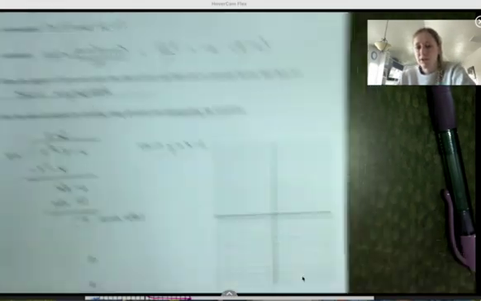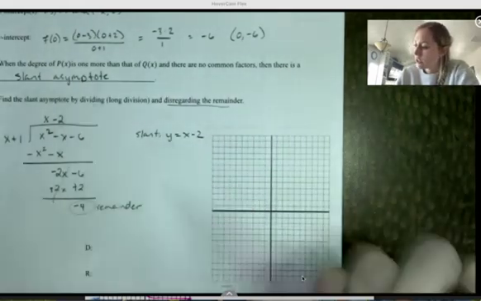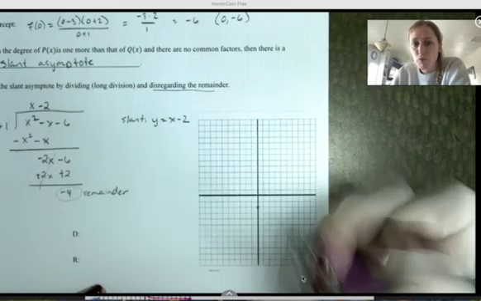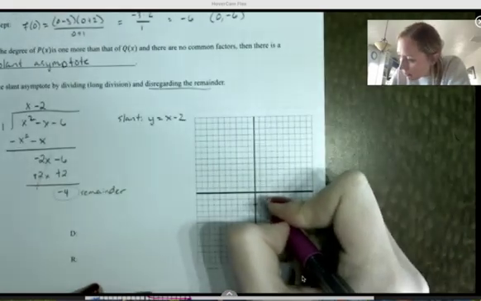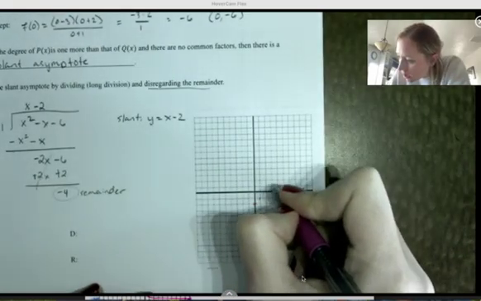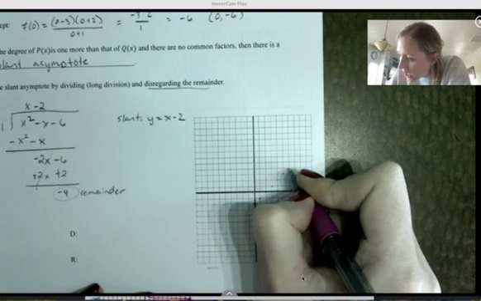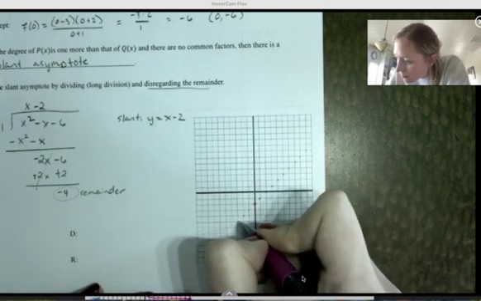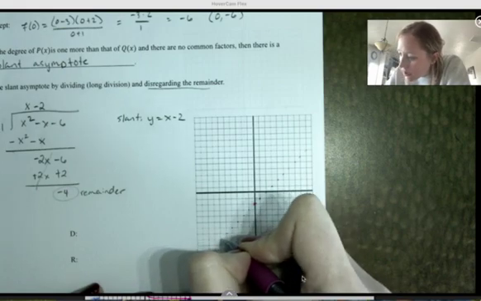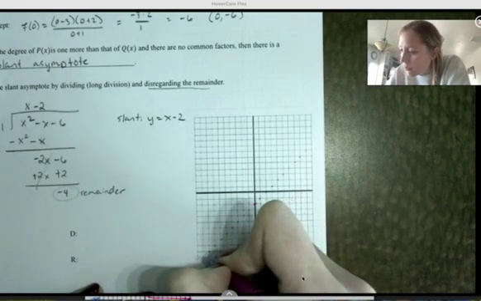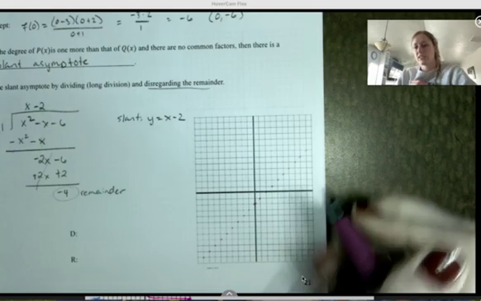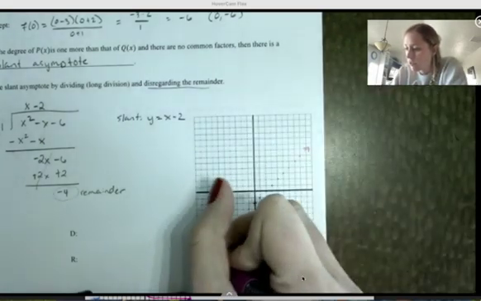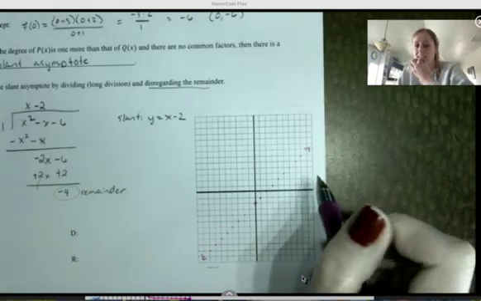So if I think about this line, it has a y-intercept of -2 and a slope of 1. So I'm going to go up 1 over 1. So this is my slant. So it's kind of similar to a horizontal asymptote in that it's not absolute, but it's infrequent or uncommon for it to be crossed. So there is my slant.